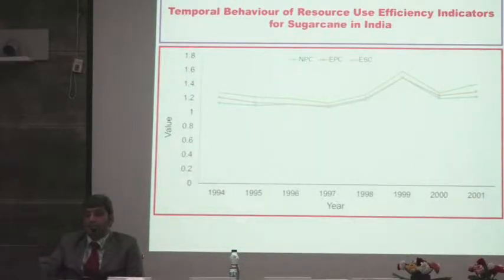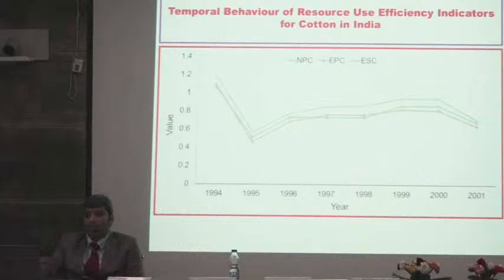Similar cases for sugarcane. Most of the indicators are above unity. So this gives a reflection that resources may be shifted to other crops. We have estimates for cotton, and for cotton, most of the indicators are less than unity. These give an indication that we should focus more on cotton production.